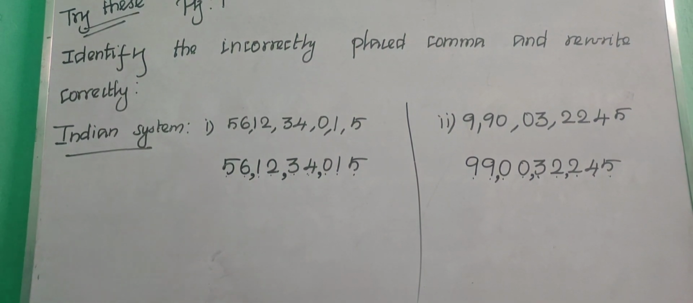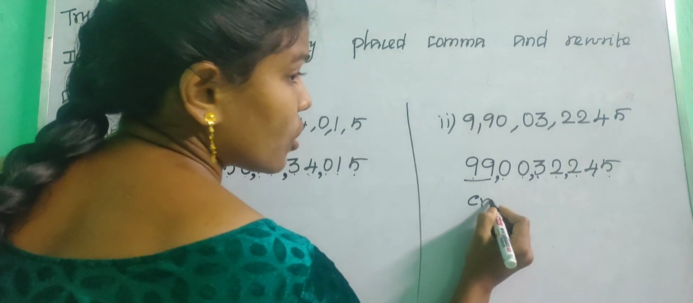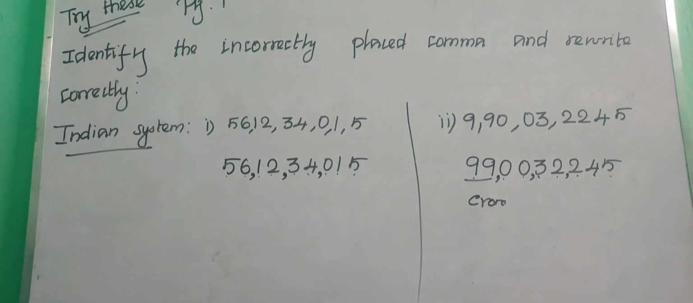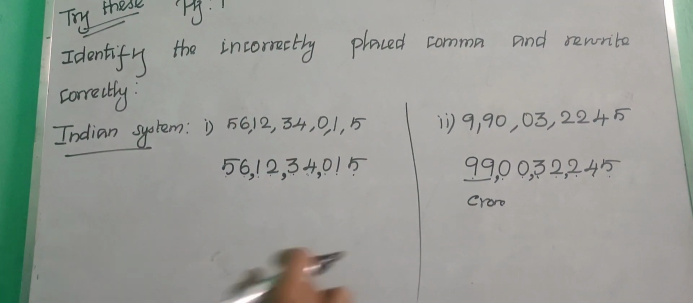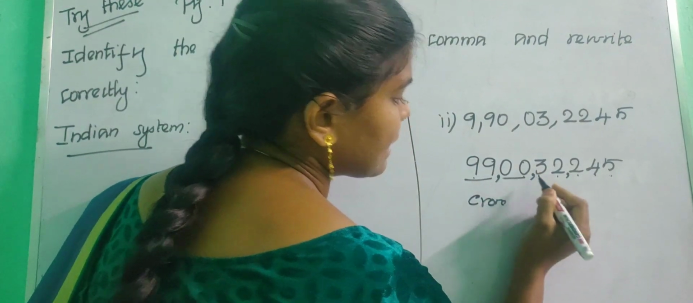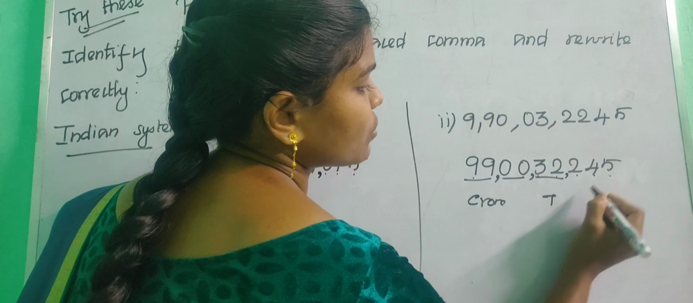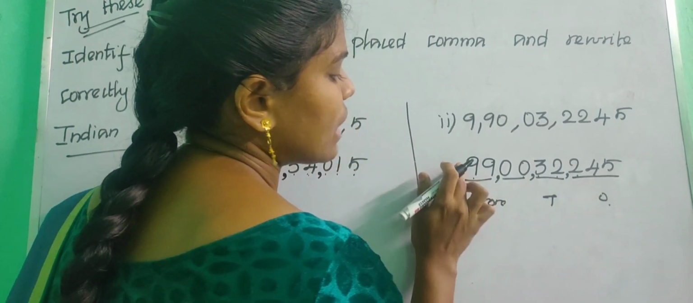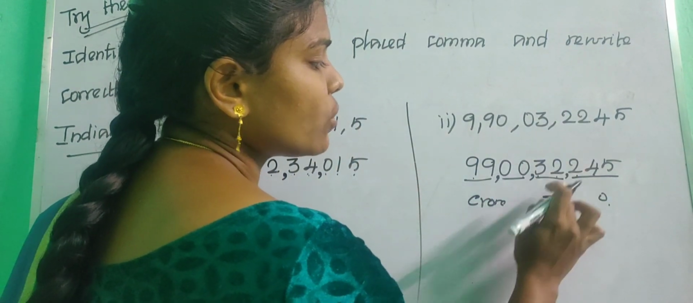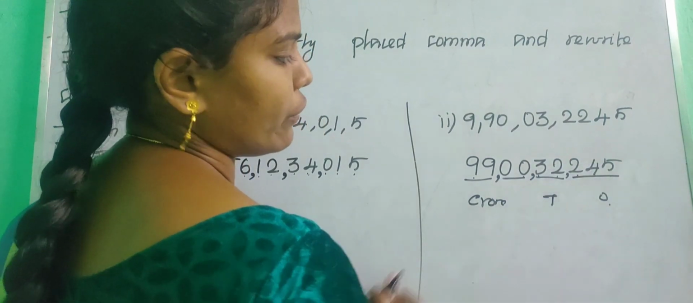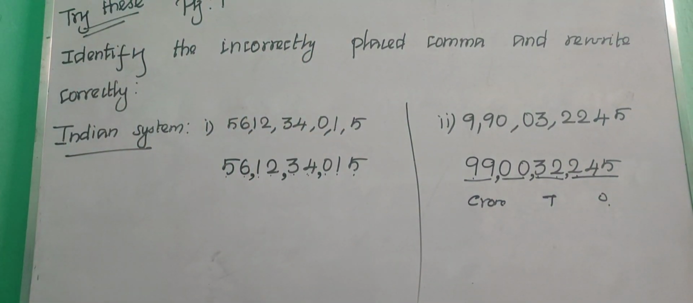It is crore, okay, it is crore. So it is crore and it is lakh. In the place of lakh we are having zeros, and then it is thousands, thousand, and it is ones. So 99 crore 32,245. Okay, children, is it clear? Just write this in your book itself. Use pencil and write the answer. And then the next one, the international system.